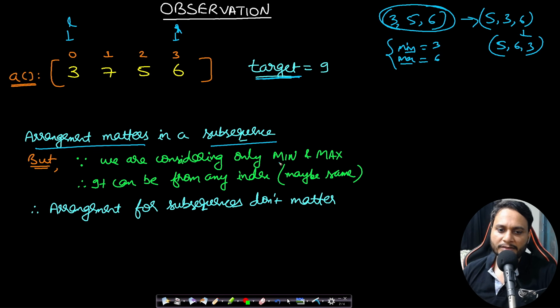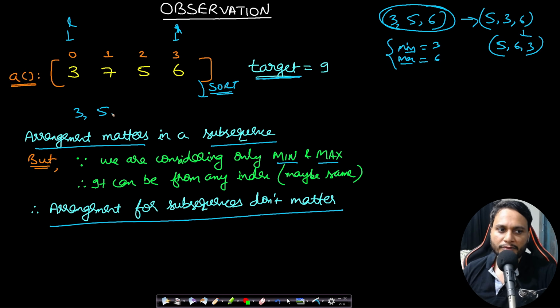Since I just care about the min and max of the subsequence, the arrangement of the subsequences doesn't matter for this particular use case. And if it does not matter, then I can do something with the given array. I can just rearrange it. I can sort it. And why do we need to sort it anyway?